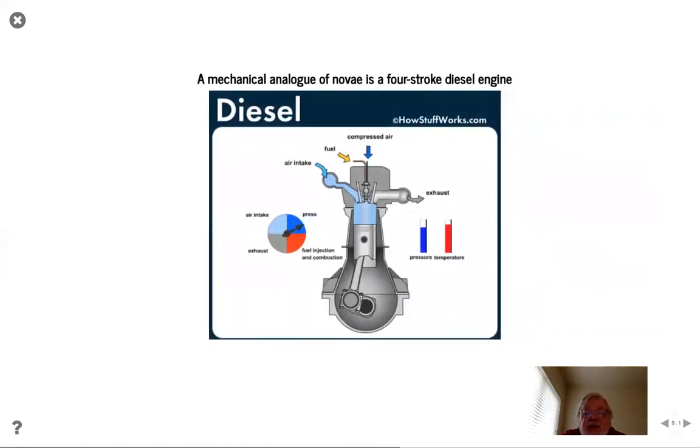Now, this animation shows main stages of a mechanical analog of novae, a 4-stroke diesel engine. So we have, as you can see, air intake, which corresponds to accretion of hydrogen-rich material by the carbon-oxygen white dwarf. Then we have compression, then we have ignition, and we have exhaust. So therefore, I think this is just a funny analogy. Okay, just for fun.